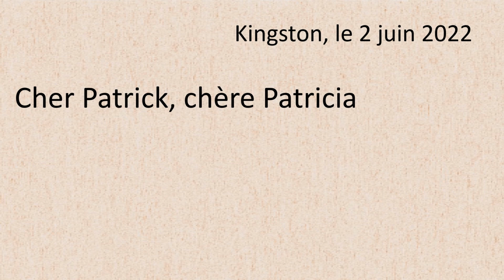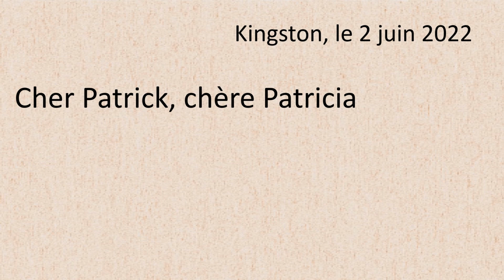So are you ready for this letter? Well, the first thing we have to do is to write the date. But you need to remember that the date doesn't come just on its own. It's always preceded by the place where you've written the letter. So in my case, it's Kingston, Jamaica.